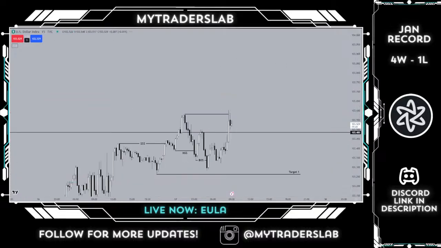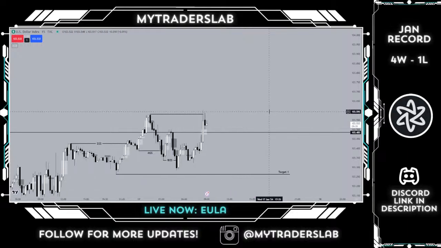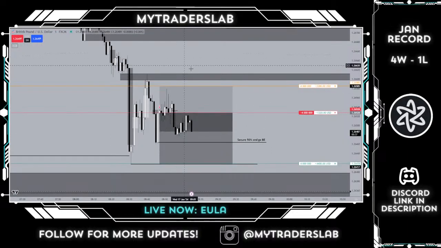Check out DXY. What's DXY doing? Could it be retracing to fill up this fair value gap before pumping? Maybe. It's all probabilities now.